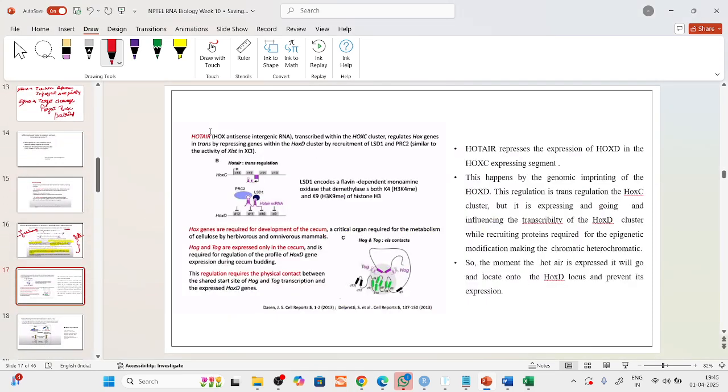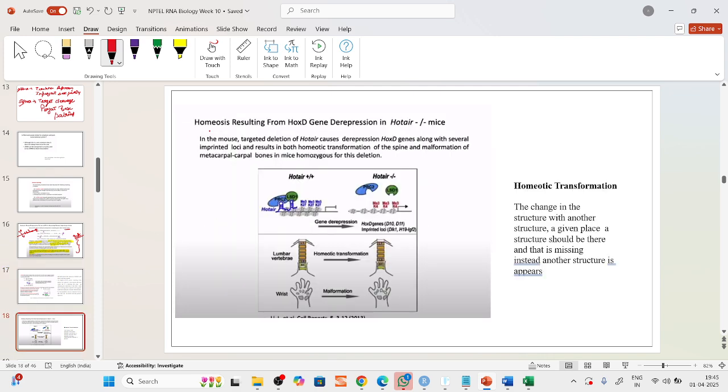So now these are just the descriptions of the various long noncoding RNAs which are present. HOTAIR, then HOTTIP. You can just read it. This is just like the reading part. I'm not going into very much detail.